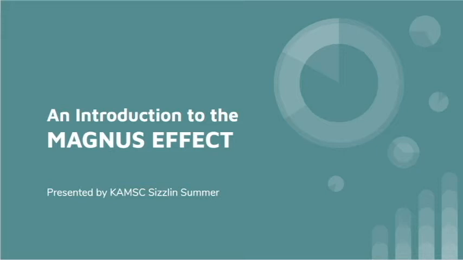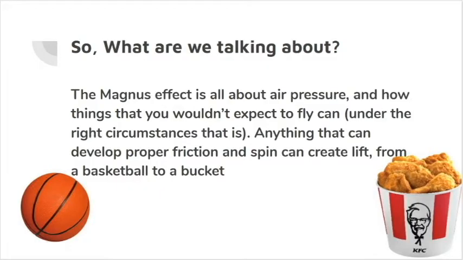Today we're covering a special thing called the Magnus Effect. So, what are we talking about when we say the Magnus Effect? What is it and where can we see it? Well, the Magnus Effect is all about air pressure and how if something spins fast enough, it can generate lift, which is just another way of saying flying. If you've ever wondered how a pitcher in baseball can make a curveball instead of the ball just going in a straight line, that's all using the Magnus Effect.